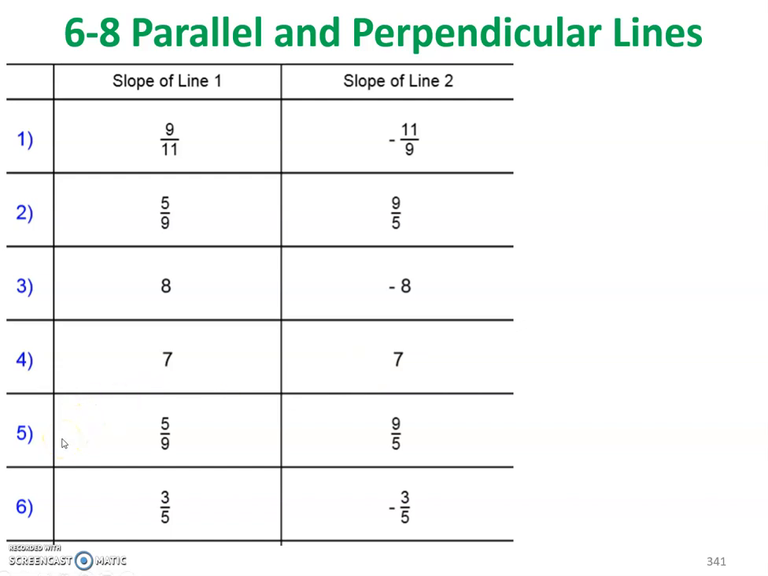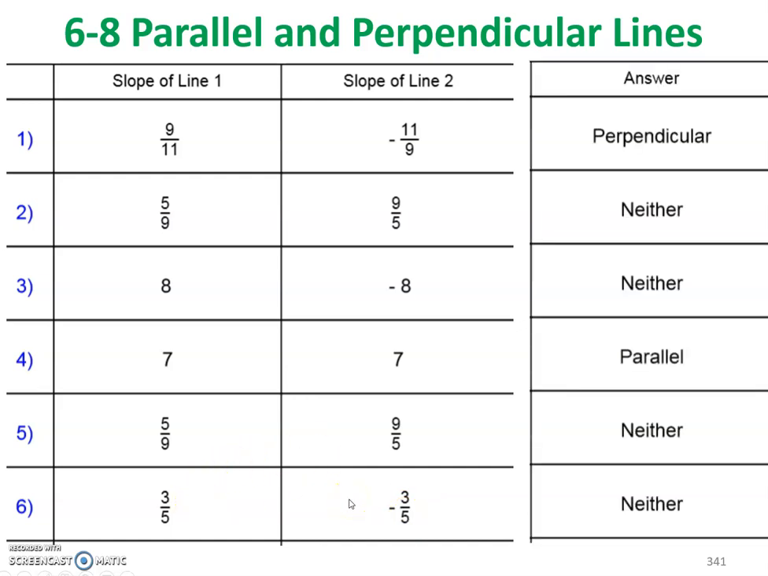Number 5, once again, 5/9 and 9/5. These are reciprocals, but I didn't switch my sign. I have 2 positive slopes here. One of these would have to be negative for it to be perpendicular. Therefore, number 5 is neither. Number 6, I have 3/5 and negative 3/5. So here we changed the sign, but I forgot to flip the fraction. So I have opposite, but I don't have a reciprocal here. So therefore, number 6 is neither. So there you have it. Those are my answers. Perpendicular, neither, neither, parallel, neither, neither.